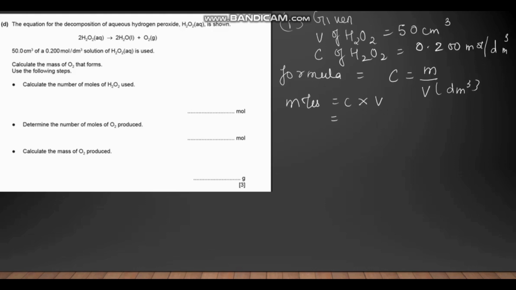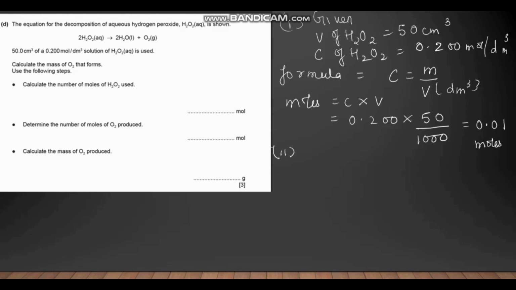Concentration is given as 0.200, multiplied by the volume 50 cm³. As it is in cm³, to change it into dm³, I will be dividing it by 1000, and my answer will be 0.01 moles of H2O2.